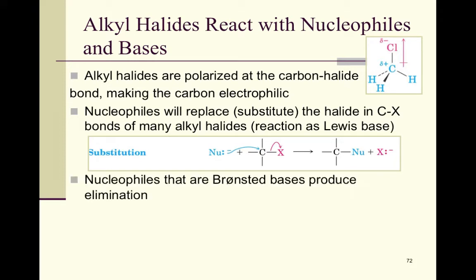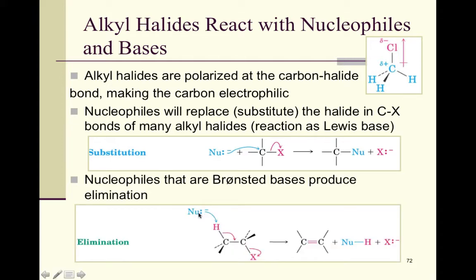Nucleophiles that are Bronsted bases produce an elimination reaction. When the nucleophile comes in, it can attack the proton, or the hydrogen in this case, in an elimination reaction. The nucleophile is now going to be bonded to the hydrogen, but the pair of electrons that were between the hydrogen and the carbon are now going to be given to the carbon-carbon bond, forming an alkene.